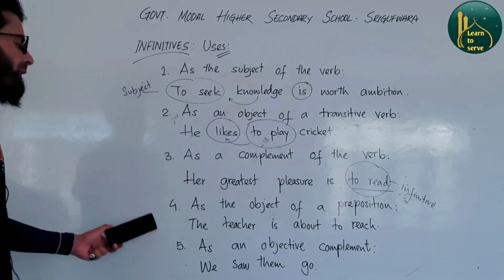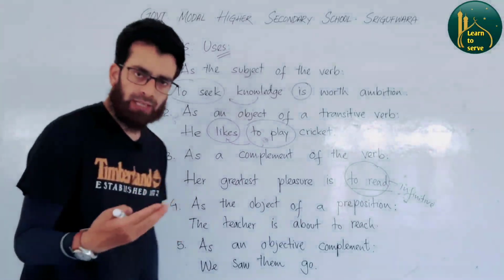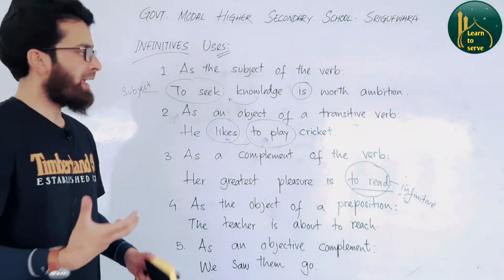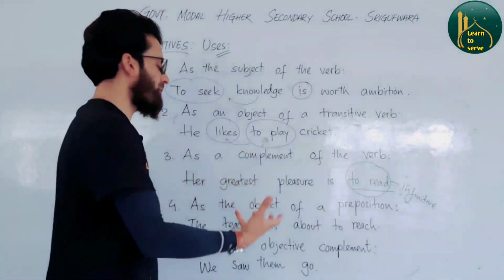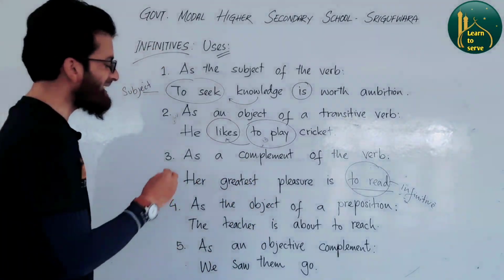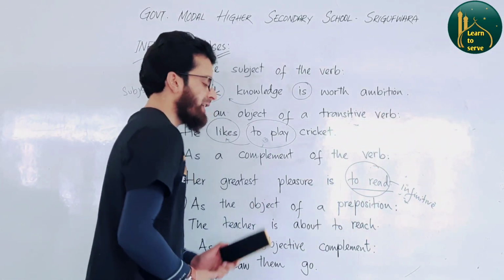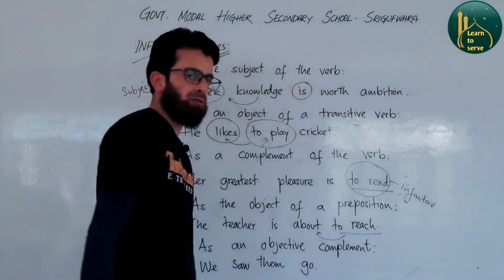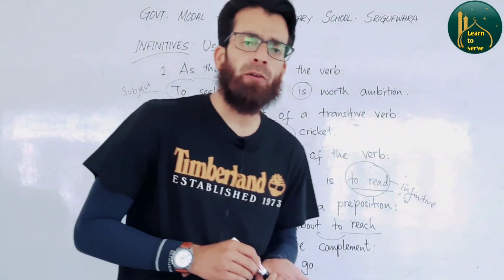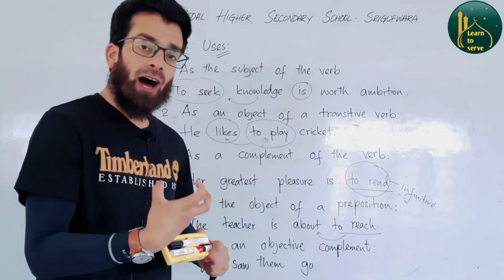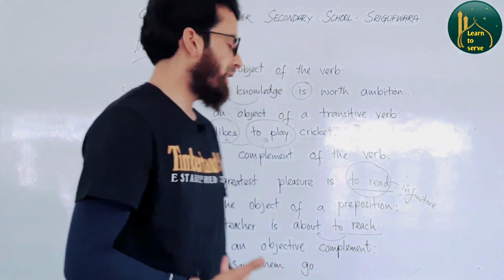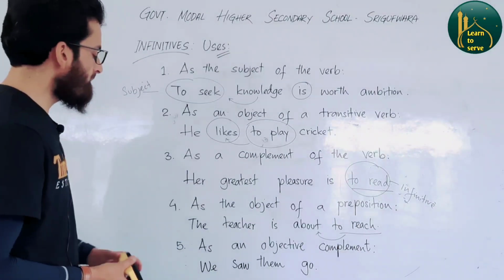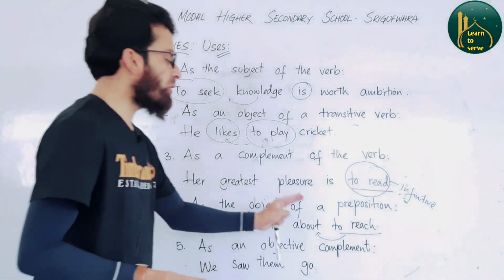Okay, now we have the fourth point, as the object of a preposition. So also an infinitive comes as an object of the preposition. For example, we have the teacher is about to reach. Here we have the preposition about, and to reach is the object of the preposition. Similarly, as quite often a noun follows the preposition. And the fifth point in this case is as an objective complement.